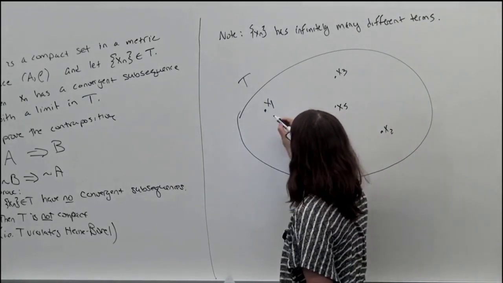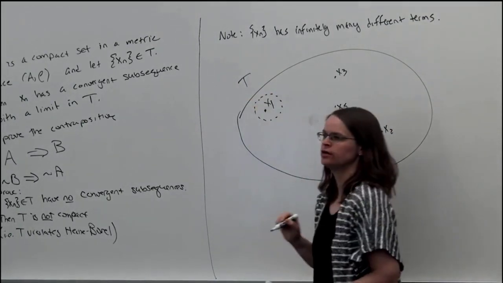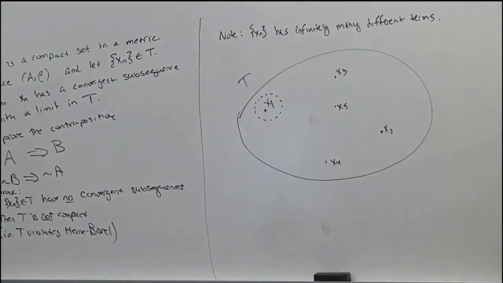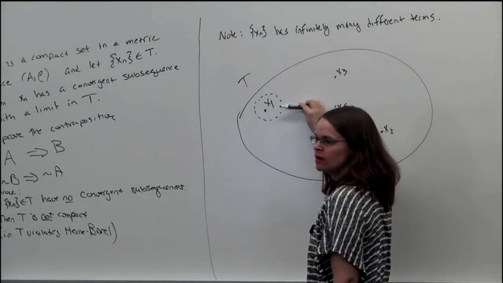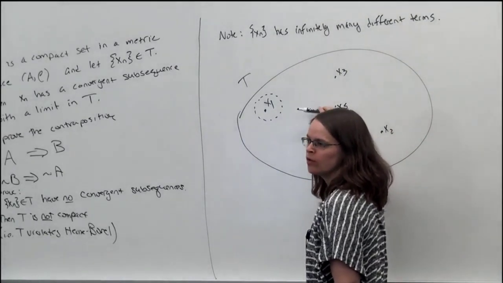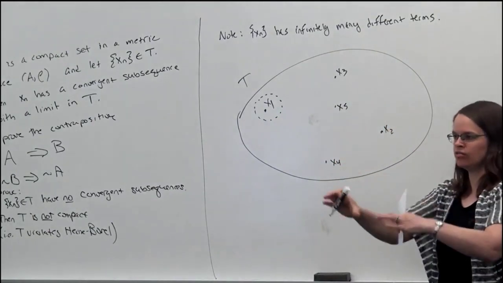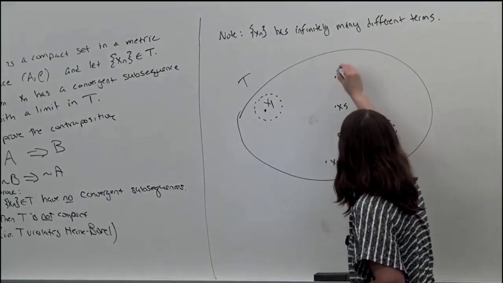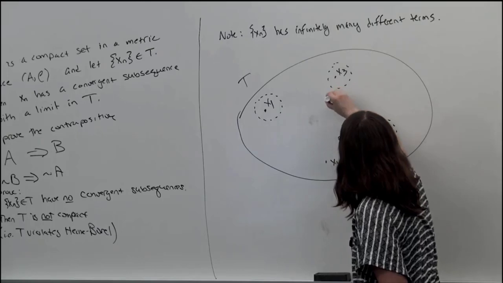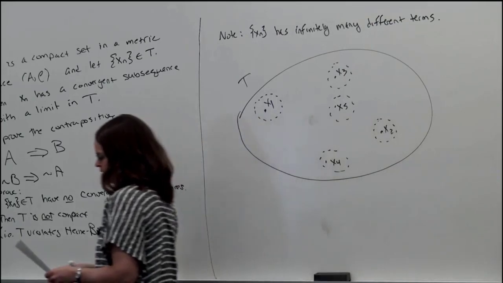So that means I should be able to draw a little ball around here, a little neighborhood that doesn't contain any other point in my sequence, or even in this set. If it contains something else in the sequence, no matter how small I made this ball, all of a sudden this is a limit point. We know it's not a limit point, so I can find a neighborhood that just has nothing in it. And I can do the same thing over here, and over here. With each one of these points, I can build a little bubble around them that contains no other point.